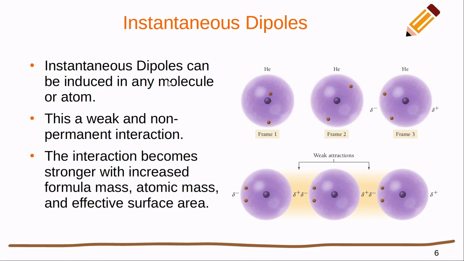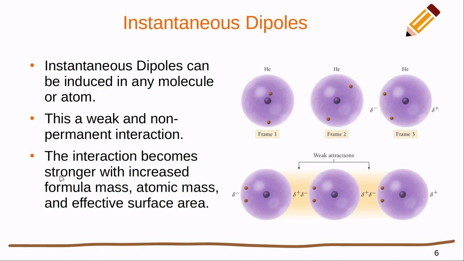A couple of key takeaways here. These instantaneous dipoles can be induced in any molecule or atom, so all of our molecules or atoms are going to have dispersion forces. This is a weak and non-permanent interaction, so it's not going to take much energy for me to break this up. Something like liquid helium boils at a very low temperature. So if you just have purely dispersive interactions, they're not going to be very strong.